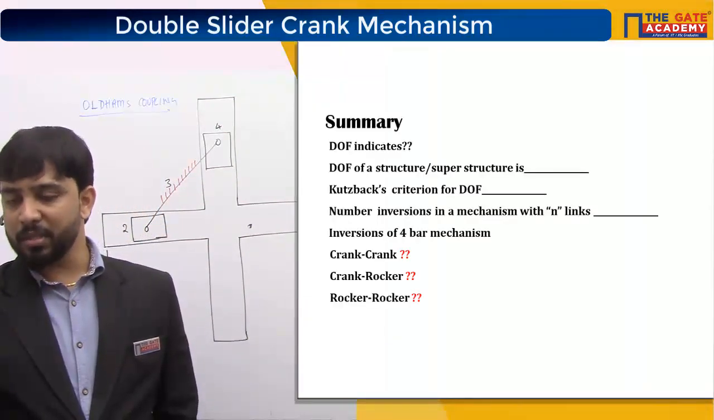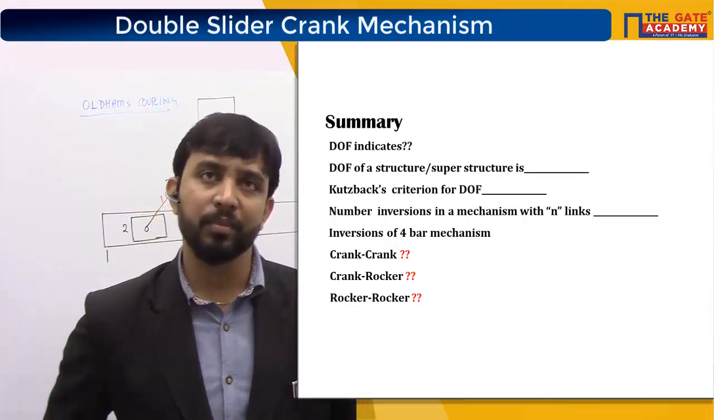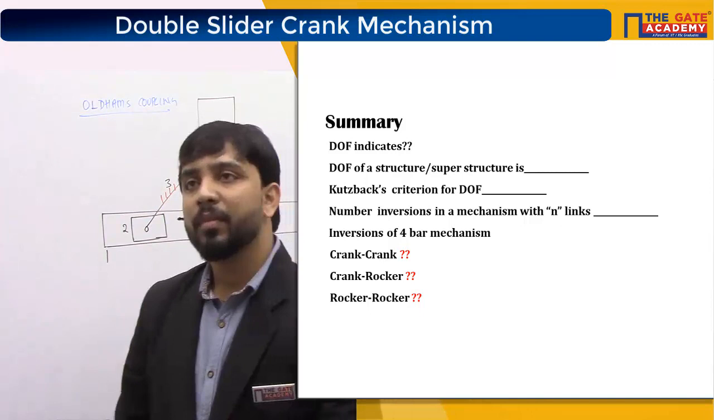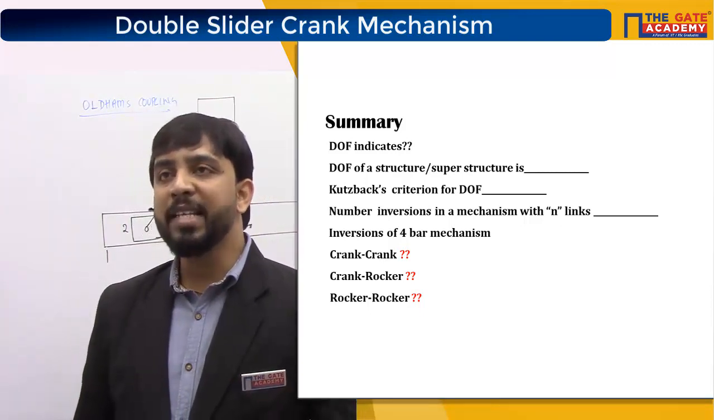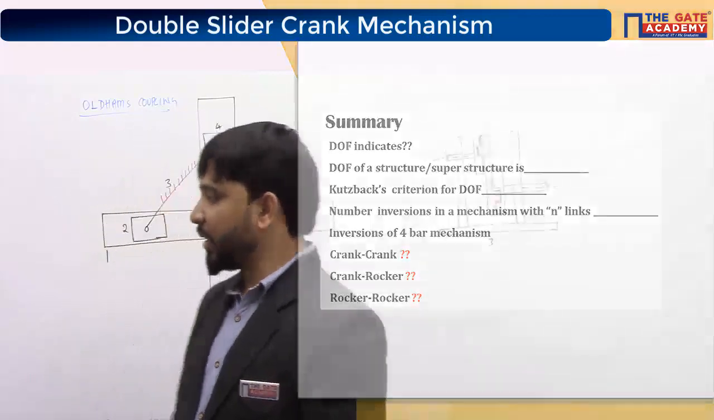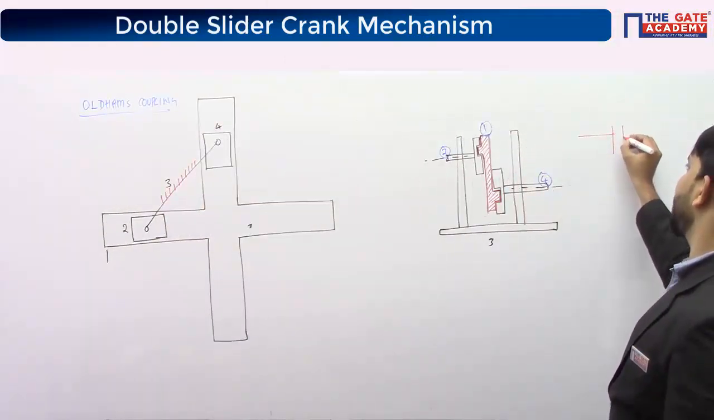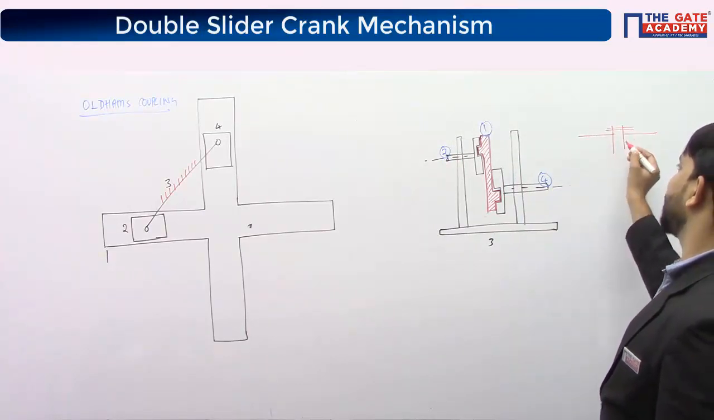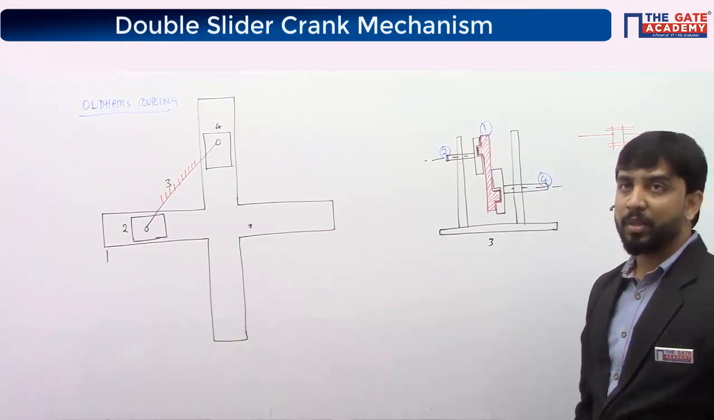Just look at these questions. What does degrees of freedom indicate for a mechanism? So flange coupling is used for connecting two shafts which are perfectly aligned like this, okay? This is a flange, okay? For this, go for flange coupling.